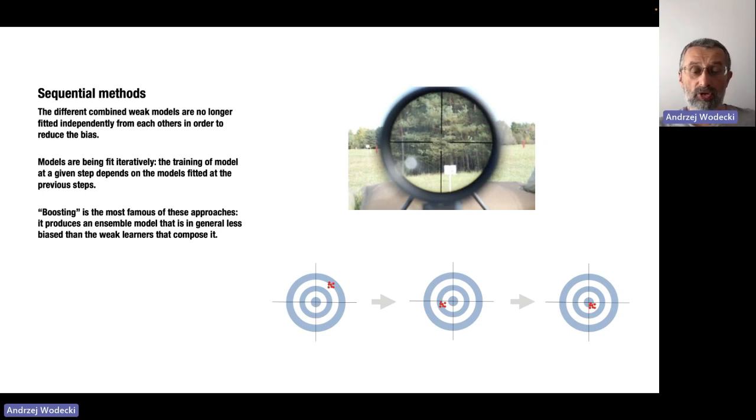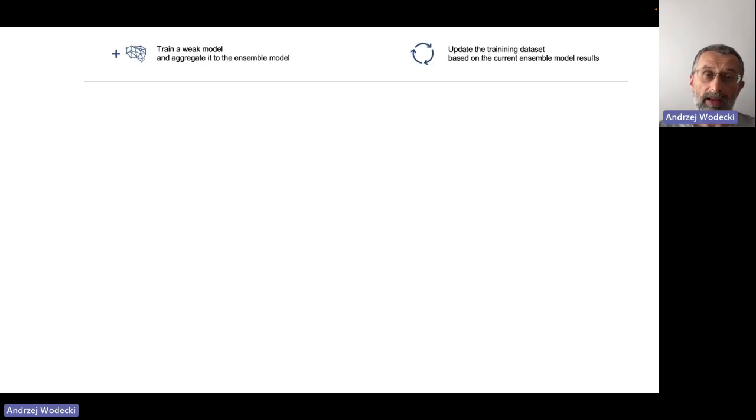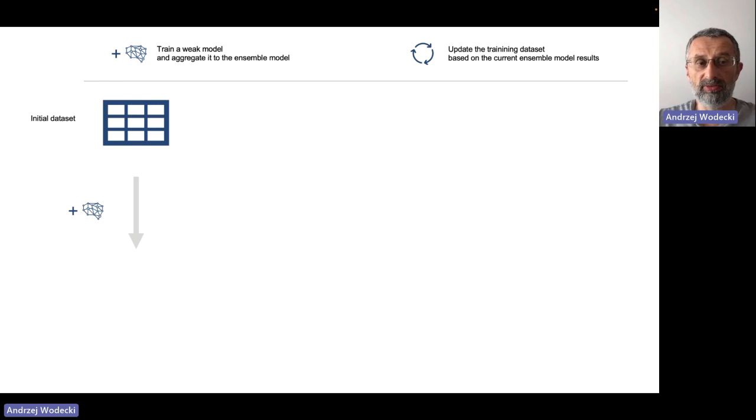So now let's have a look at this strategy as a kind of meta algorithm. You start with some initial data set. You train a first weak learner, which is a very primitive model, like for trees, a tree which has a very low depth. You train on this initial data set. So it's like the first shot.